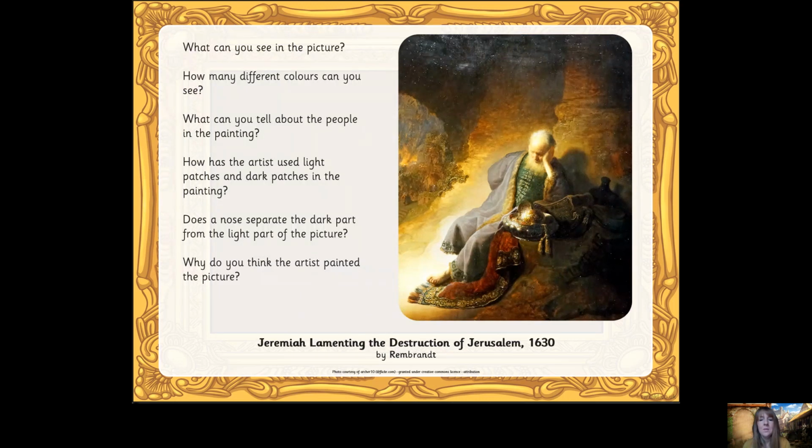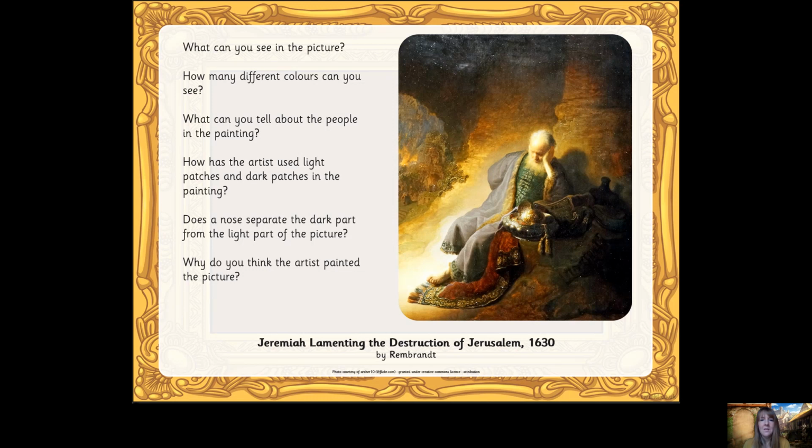Okay, this one is called Jeremiah Lamenting the Destruction of Jerusalem. And this was done in 1630. Once again, what can you see in the picture? How many different colours can you see? What can you tell about the people, this person, in the painting from having a look at it? What do you know?